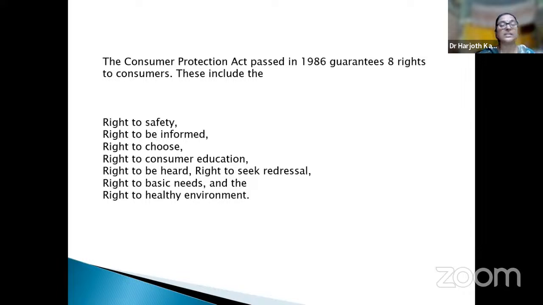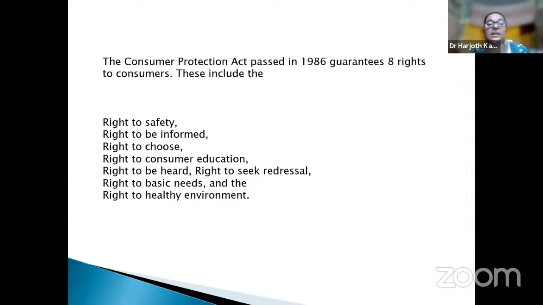Okay. So in simple words, a consumer is one who buys products for his own use and takes services for his personal use. Then he's a consumer. Now, what are the rights and responsibilities of a consumer?